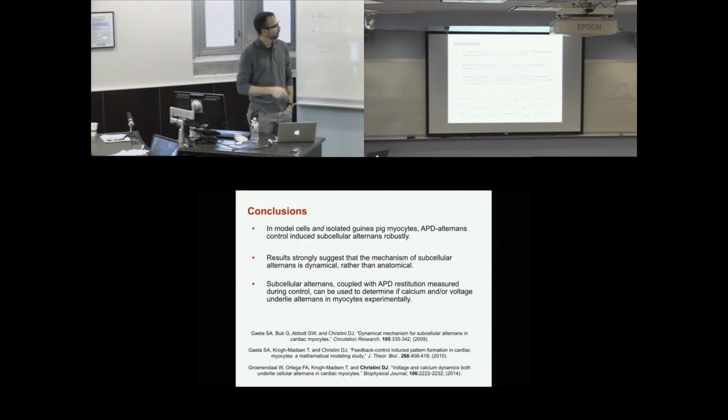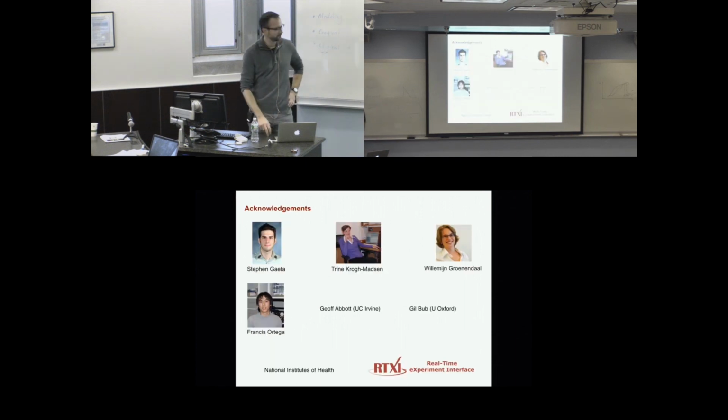So in conclusion, in model cells and isolated guinea pig myocytes, alternans control induced subcellular alternans robustly. Those are the experiments from most of the talk. The results strongly suggest the mechanism of subcellular alternans, at least in this system, is dynamical rather than anatomical. And then what I just showed you, subcellular alternans coupled with action potential duration restitution measured during control can be used to determine if calcium and or voltage underlie alternans in myocytes experimentally. And these are the published references for the various aspects of the work that I talked about, in case you're interested in seeing more details.